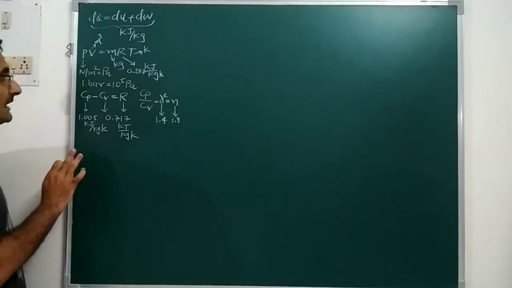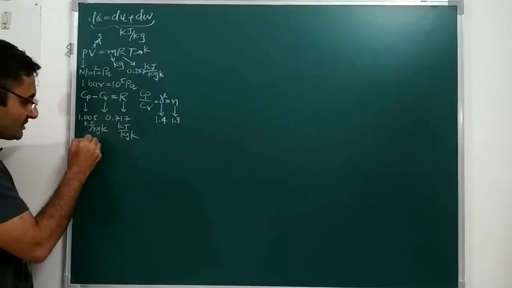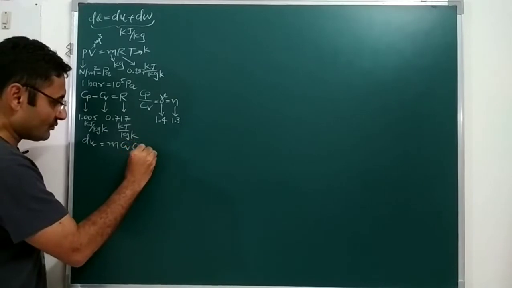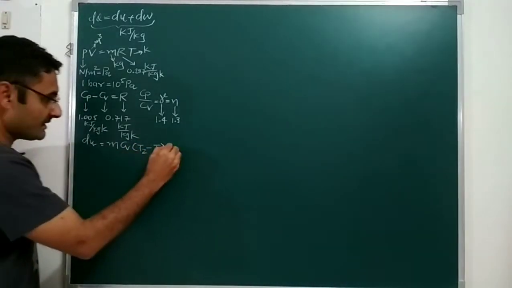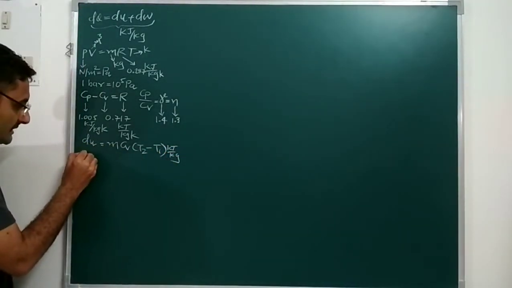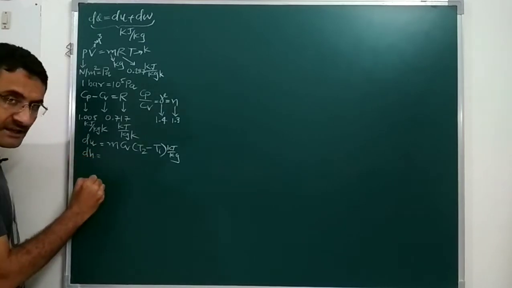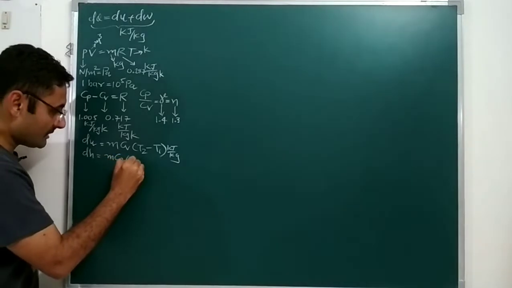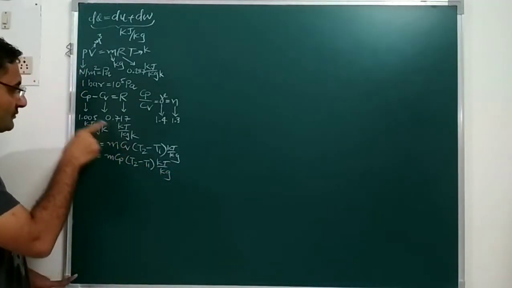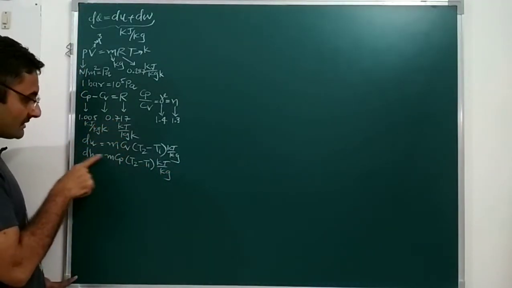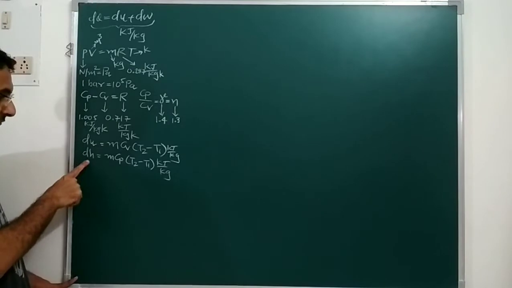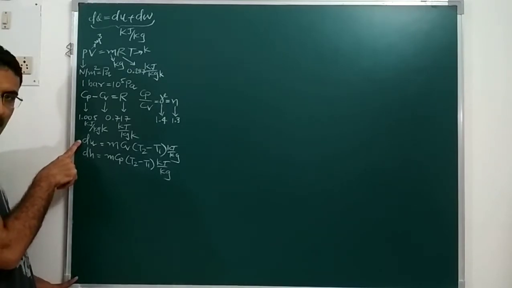Clear? After that, next we will go with change in internal energy, which is dU. So dU is equal to what? m Cv (T2 minus T1). Answer of dU will be in kilojoule per kg. Then next is dH, meaning change in enthalpy, which is m Cp (T2 minus T1). Answer will be in kilojoule per kg. Over here, which Cv value will you consider? 0.717. Which Cp value will you consider? 1.005 kilojoule per kg Kelvin. So the answer will be in kilojoule per kg for dH, change in enthalpy, and dU, change in internal energy.